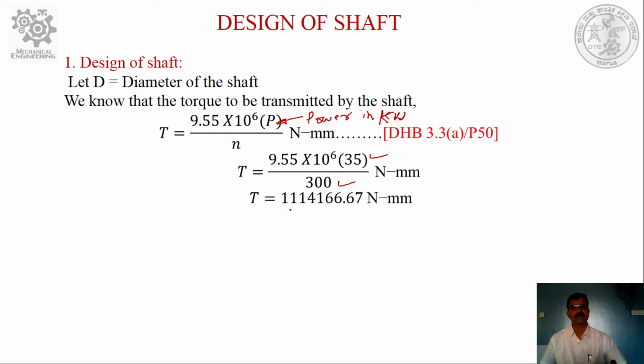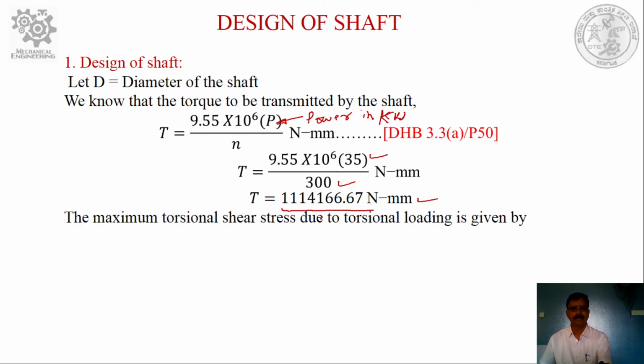Now after calculating, we have the torque, that is 114166.67 Newton millimeter. Use this and find out the diameter of the shaft. By transmitting this torque, there is the shear stress induced in the shaft. The maximum torsional shear stress due to the torsional loading is given by tau is equal to 16 T by pi d cube Newton per millimeter square.